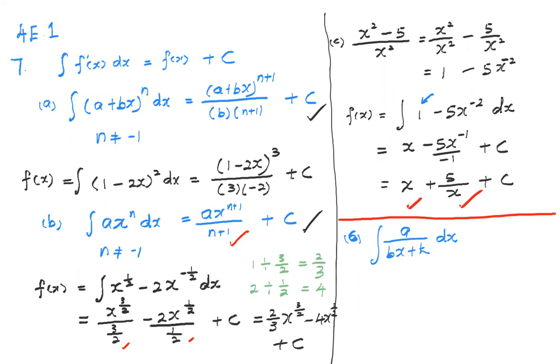Divide by what, Nicholas? 1. Why divide by 1, Nicholas? Like for example, you look at this one. You look at part A, correct? Yeah. You look at part A. What do we divide? B times n plus 1. So you see, the n plus 1 is here because of this one.